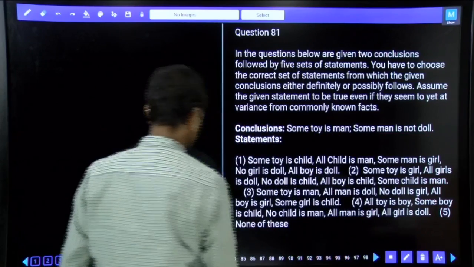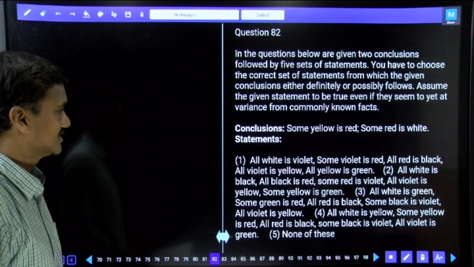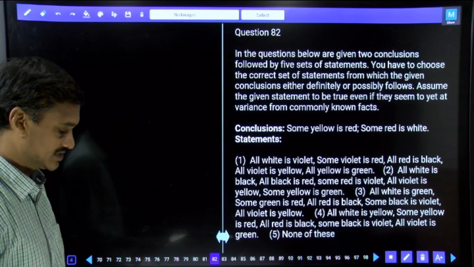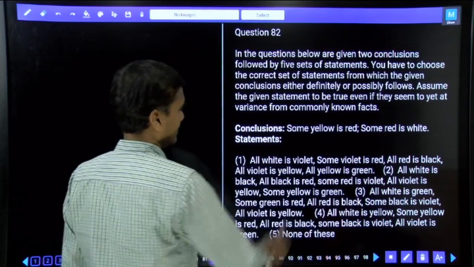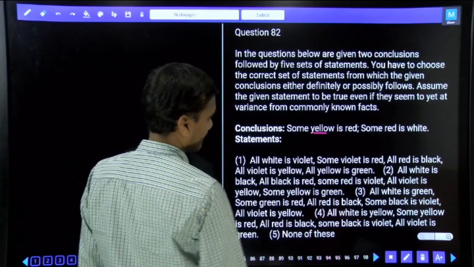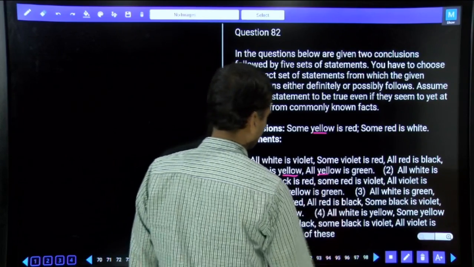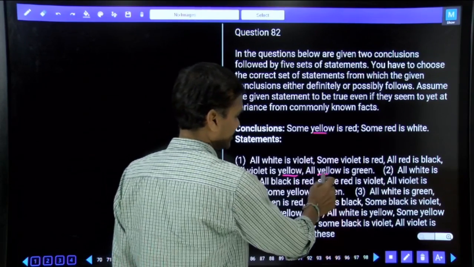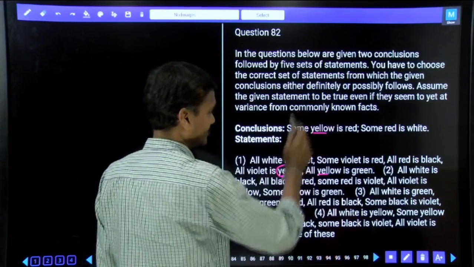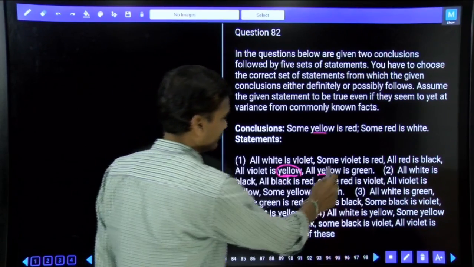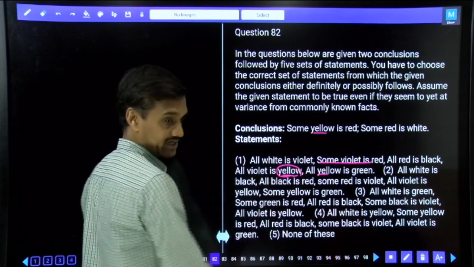Next one, coming to question number 82. Now in this 82, some yellow is red, some red is white. Then coming to the first one, choice 1: yellow is red. Where is yellow? Yellow is here. That means yellow should be present as it is, and violet should go, red should come. Any information between violet and red? This one. If you combine these two, there is a possibility of getting the answer. Let us check.